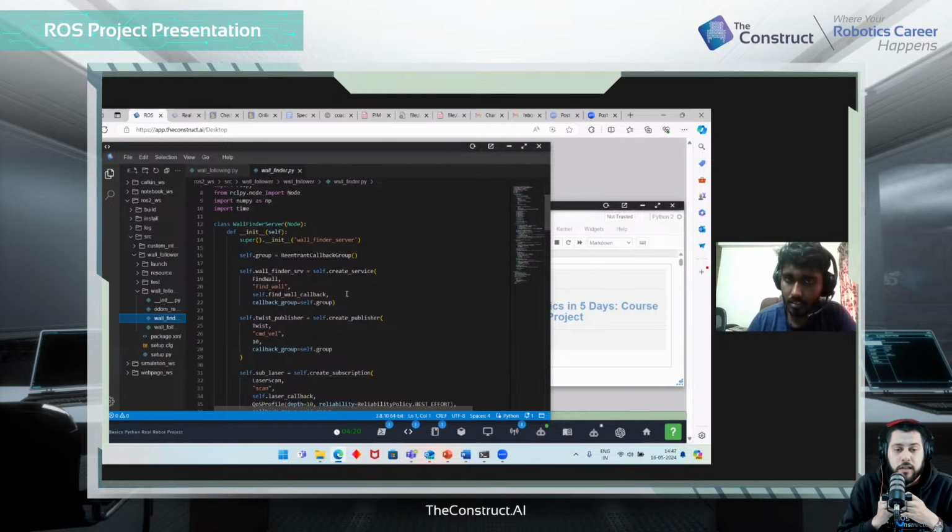Yes. I don't understand the question though. What is the callback function that gets executed when you call the service, the ROS2 service? You know, when you do ROS2 service call, you must be calling that at some point. So which callback function gets executed? We have the find wall callback. Exactly. So let's go towards that find wall callback.